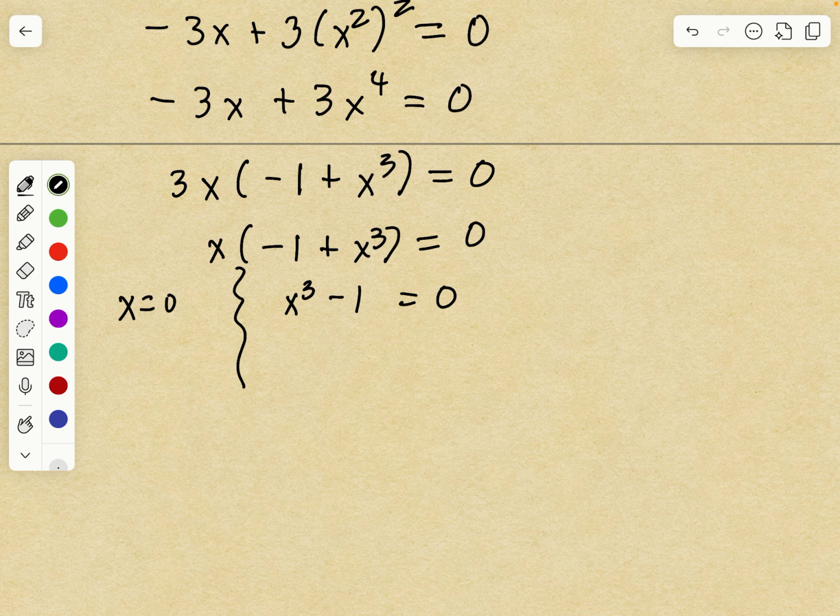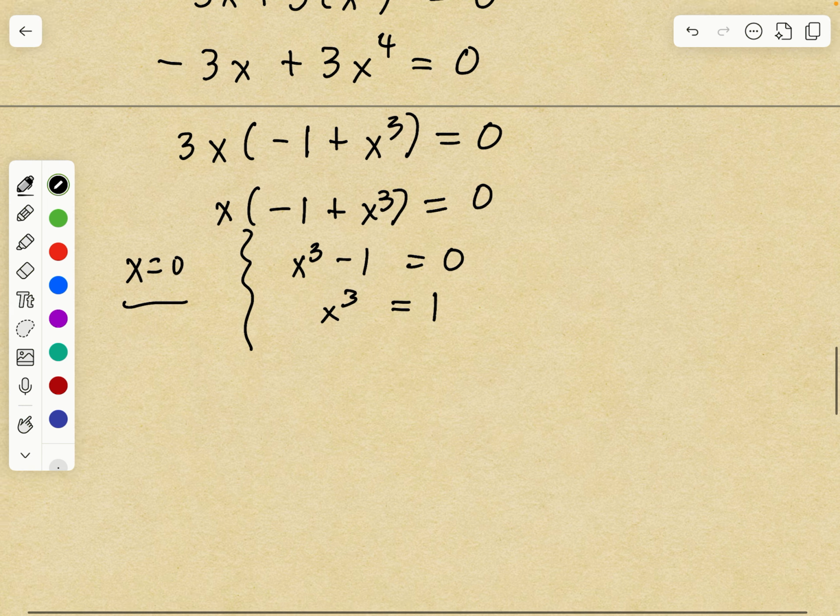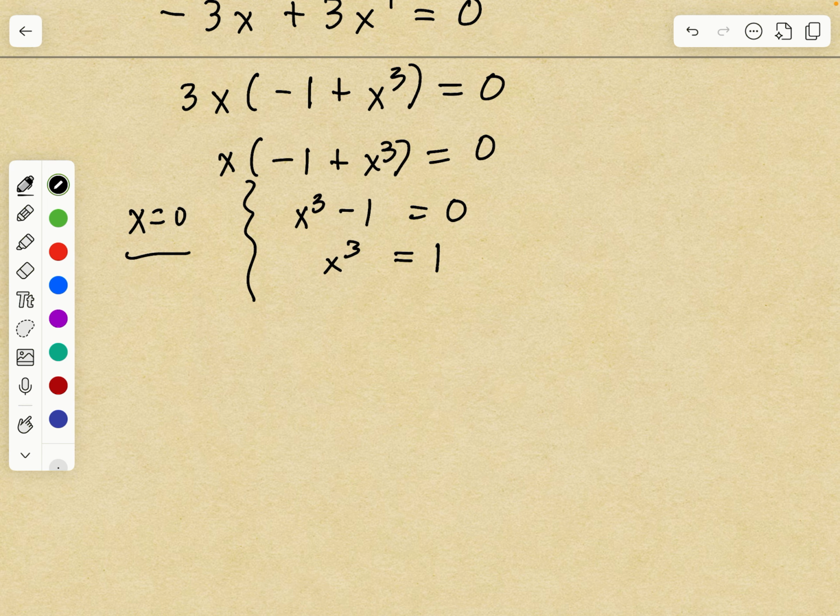Well, so the first case is if x = 0. In the second case, if x³ is 1, then x³ − 1 is 0. That tells me that x³ is 1, and now what do I do? I take the cube root of both sides, so I get x = 1.